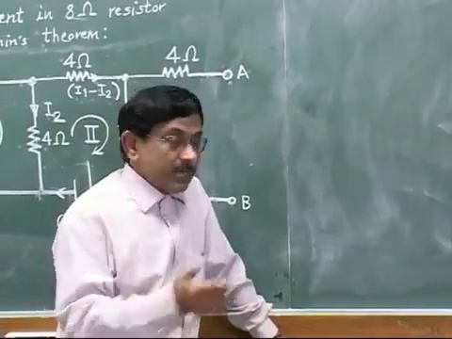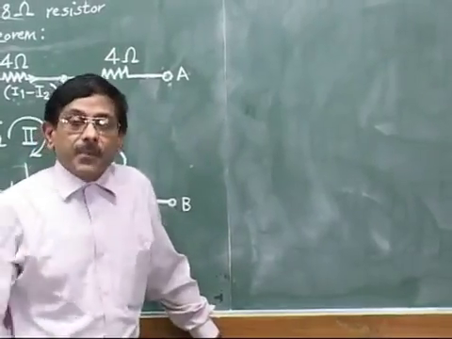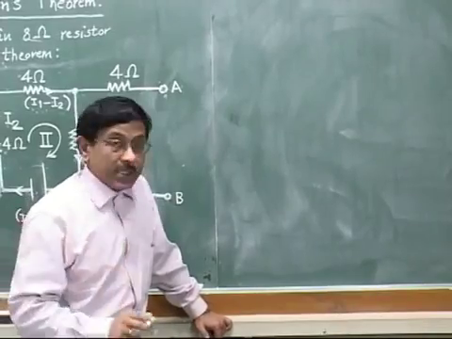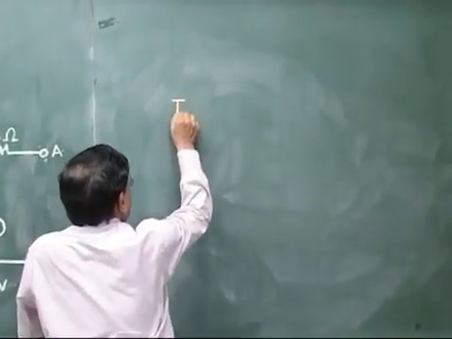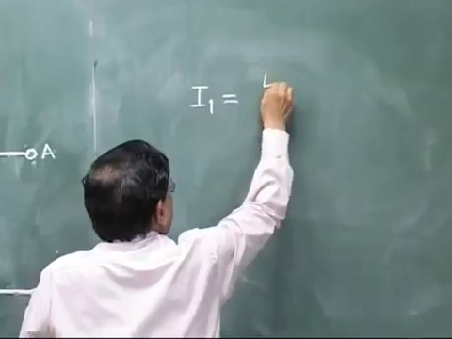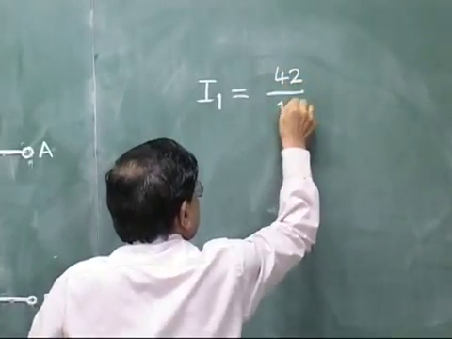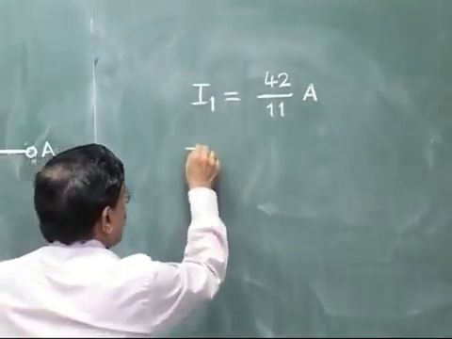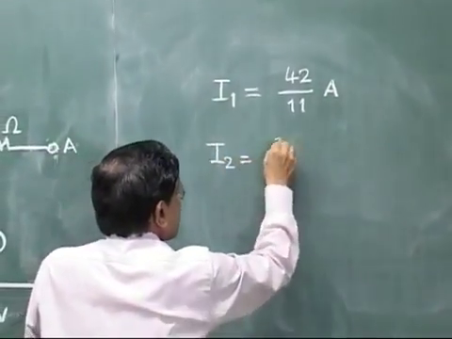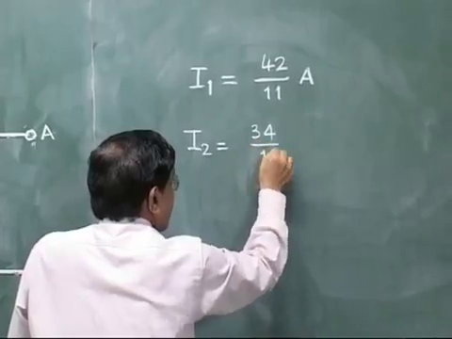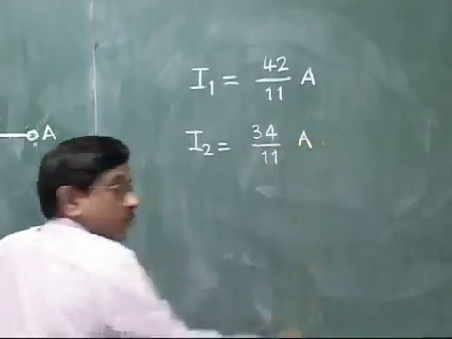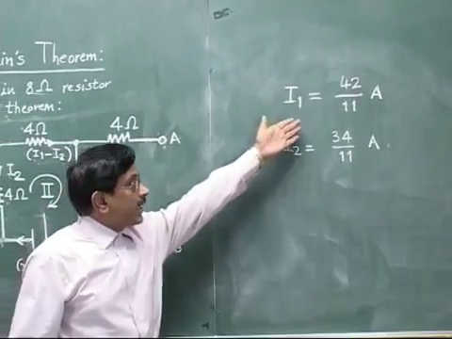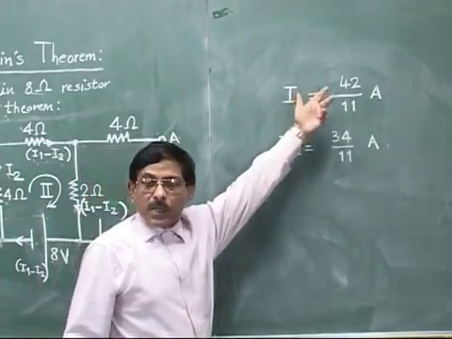If we solve those two equations, we will not waste time in the explanation of the particular theorem, Thevenin's theorem, so directly I will tell you the solution. We will get I1 as 42 by 11 ampere. A plus value we are getting with the given current distribution, and I2 we will get as 34 by 11 ampere. If you solve these two equations, you will find these values. We are getting plus values here. Let the values be plus or minus.